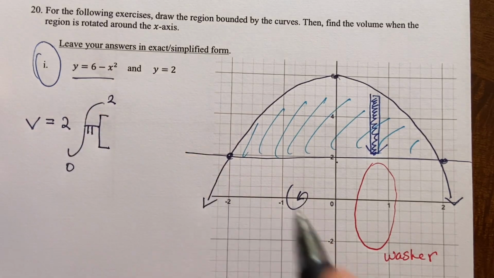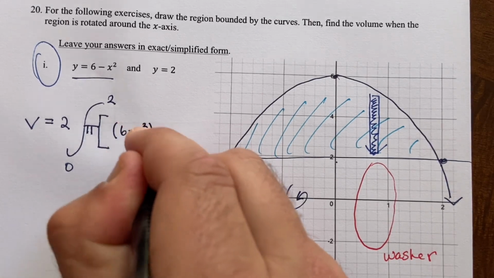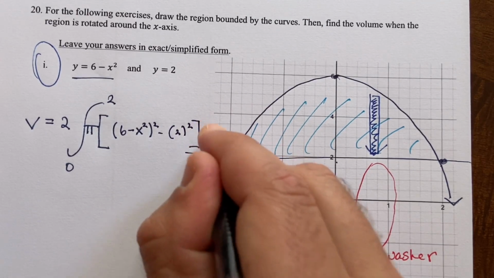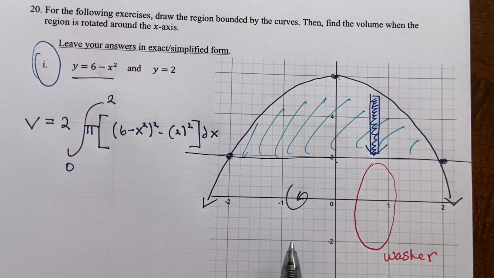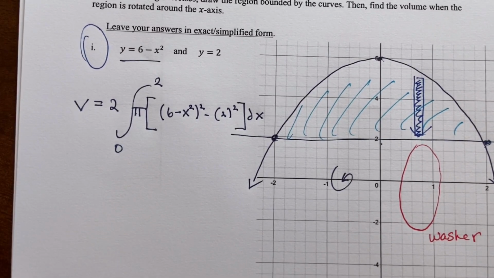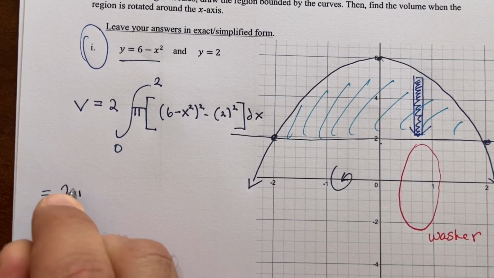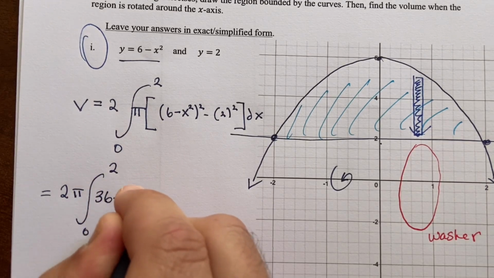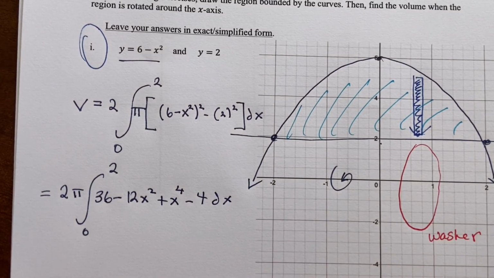Pi times the outer function squared, which is 6 minus x squared, minus the inner function squared, which is just the function 2, and then I have dx. So I need to integrate this thing, and that'll define the volume of this region when rotated around this x-axis. So simplifying a bit, I can write 2 pi, integral from 0 to 2, 36 minus 12x squared plus x to the fourth minus 4 times dx.